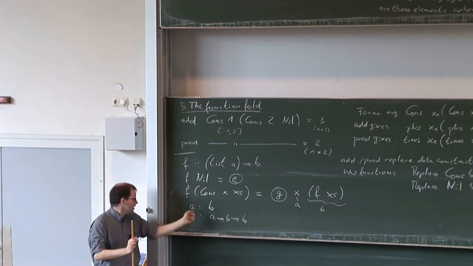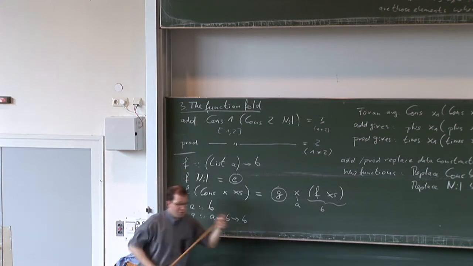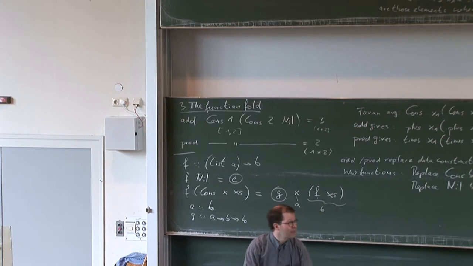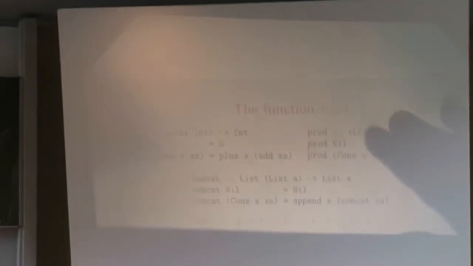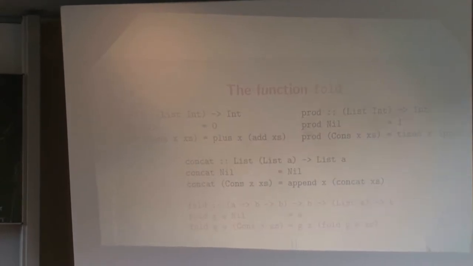So by adding e and g as additional inputs to this function, we get what we want. And this function is predefined for the predefined lists. Of course, if we define lists ourselves, then it's not predefined. Then we have to define it ourselves. And it would look like this. So ignore this function concat for the moment. I will speak about this function later on. Just look at this fold function.